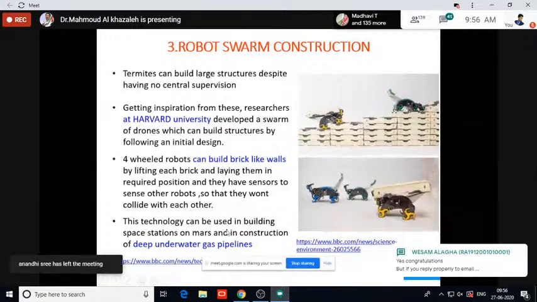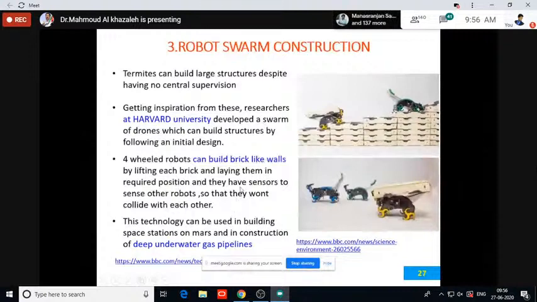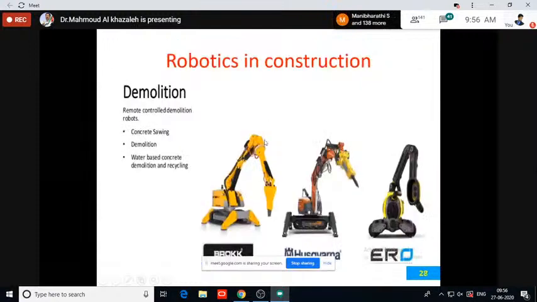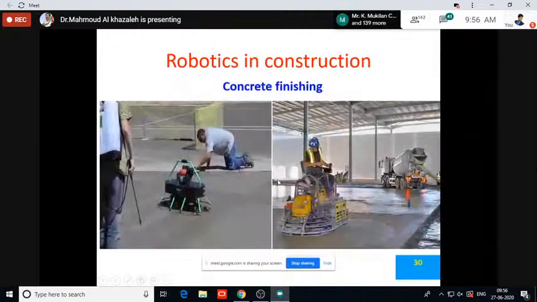This technology can be used again in building space stations or on Mars, even in space and under the seawater, for example gas pipes, petroleum pipes and water supply pipes under the water, and other things in the sea. Robotics in construction can be used for demolishing concrete and water-based concrete demolition. Robotics today can be used even for road paving. It is a slow process, but this machine, the road printer, speeds up the work, so it can save time and money.